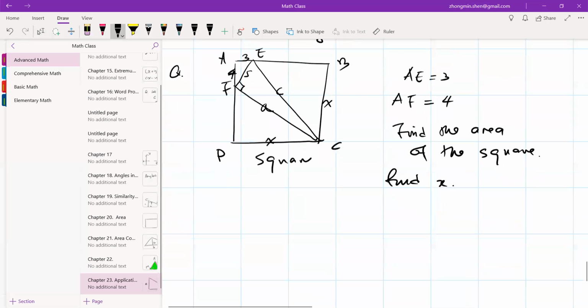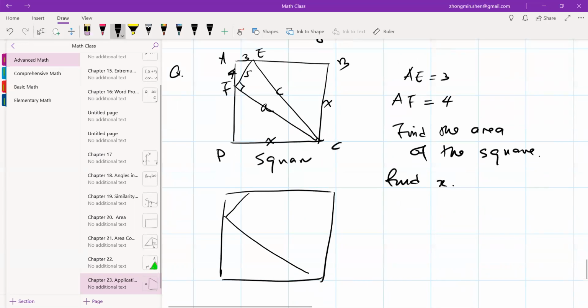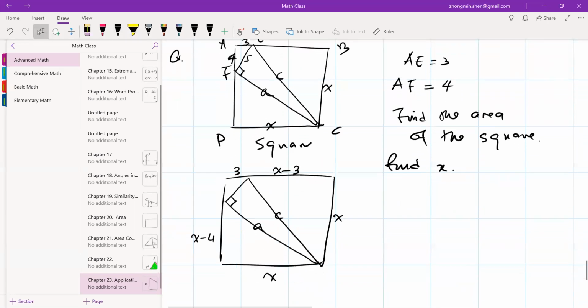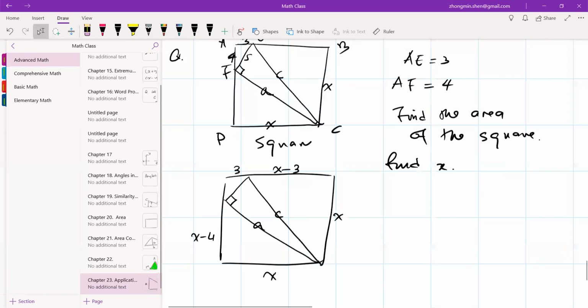So let me redraw the picture. I don't want to destroy the original one. Okay, this is x. Here's A, here's C, right? X. This side is 3, this side is x minus 3. This side will be x minus 4, right? So let's apply the Pythagorean theorem. X minus 4 squared plus x squared equals a squared, right?